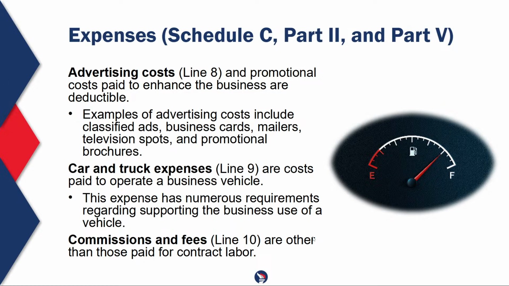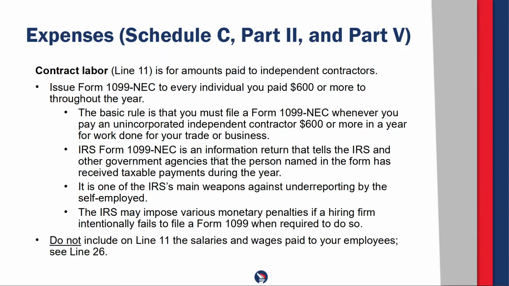Commissions and fees, don't see that very often. These are monies that you pay to somebody else to help you enhance your business. You might say it's for contract labor. No, there's another place for that. This is something specific as far as I'm concerned. So contract labor is the next line. Amounts you pay to independent contractors. If you paid somebody $600 or more, you have to issue a 1099 NEC to that person.